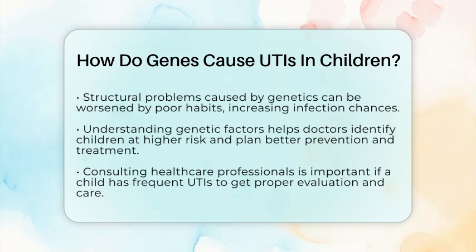In summary, genes can cause UTIs in children mainly by affecting the shape and function of the urinary tract and by influencing how effectively the immune system fights bacteria. This genetic predisposition, combined with environmental factors, helps explain why some children are more prone to these infections. Understanding these genetic factors can help doctors identify children at higher risk and develop better prevention and treatment plans.